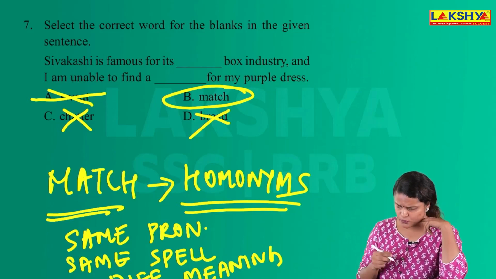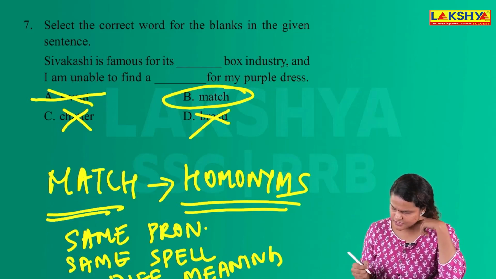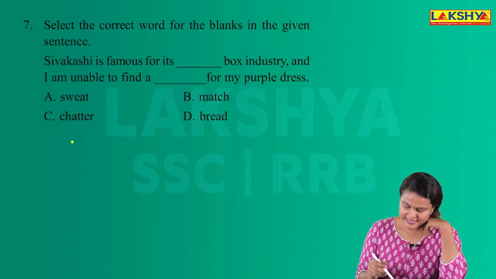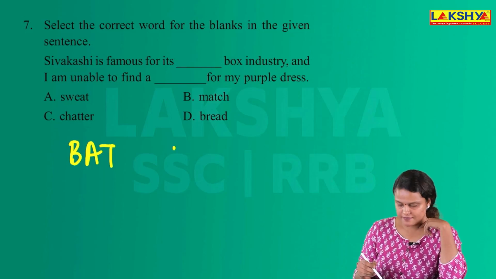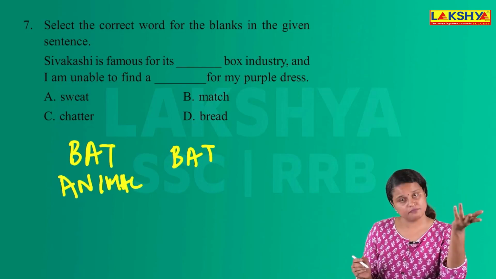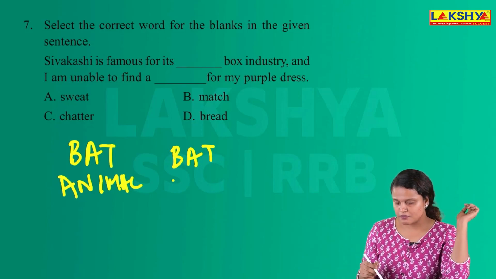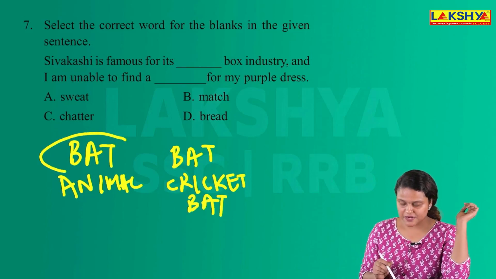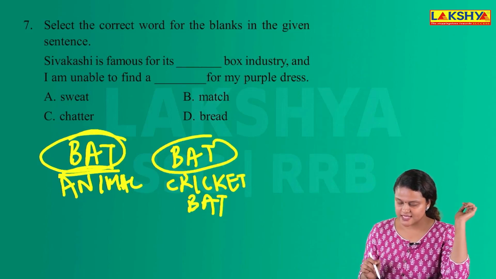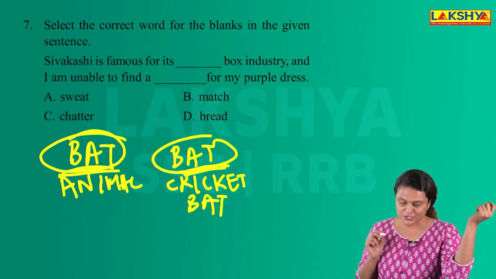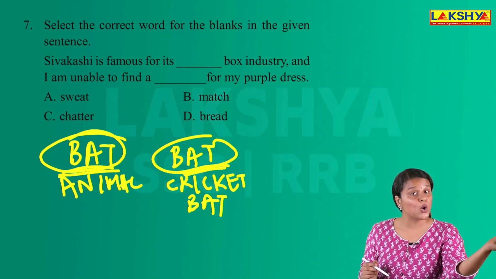I'll give you another example which has nothing to do with the question. Let's look at another example, a very simple example. For example, a word like bat. Okay? Bat could mean two things. It could mean an animal, the mammal bat, or it could mean a cricket bat. See for yourself, the pronunciations are same, the spellings are same, but are the meanings same? No, the meanings are not same. So this is an example for a homonym.